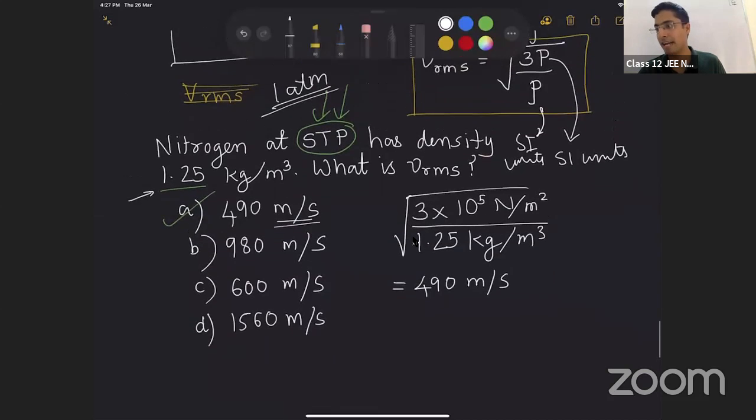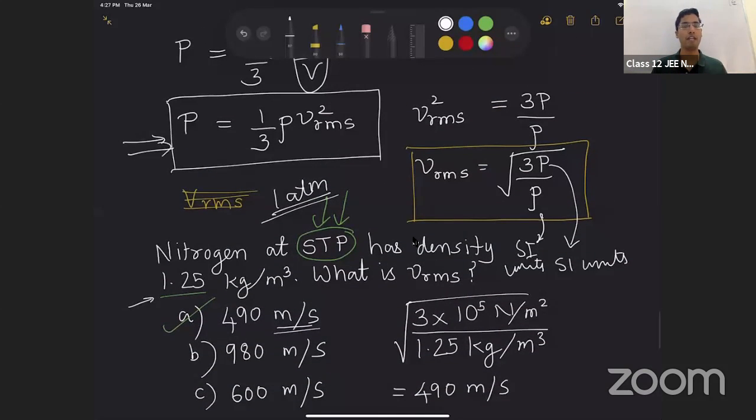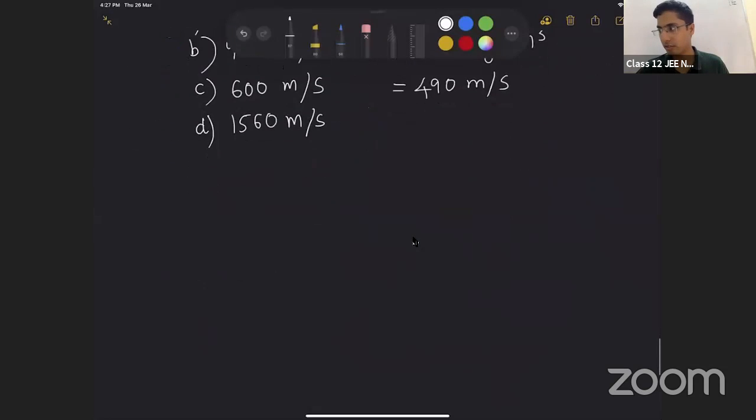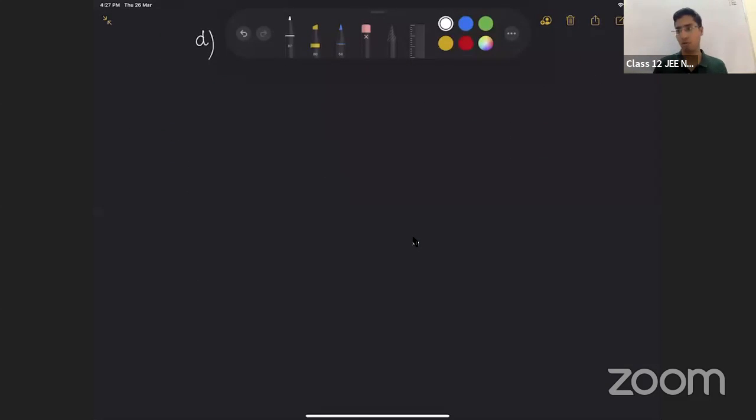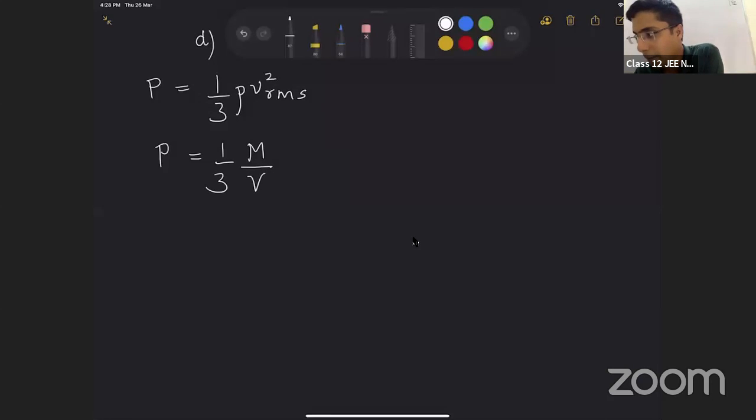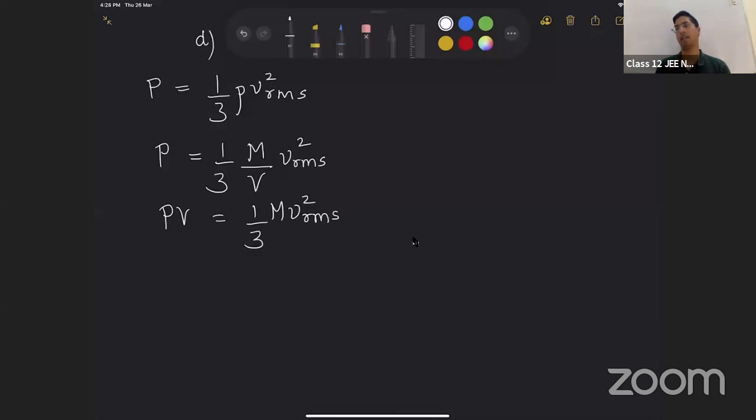So this is where we stopped. We said P is 1 by 3 rho Vrms square. Now, this is not the only way to do it. Correct? Let's go back to our older form. We basically said P is nothing but 1 by 3 m by V into Vrms square, because that's what density is. We can say PV is 1 by 3 m Vrms square.